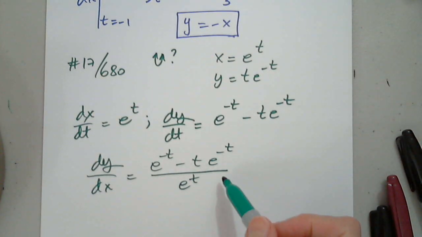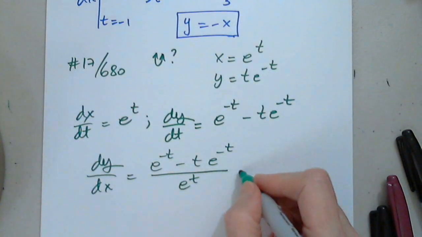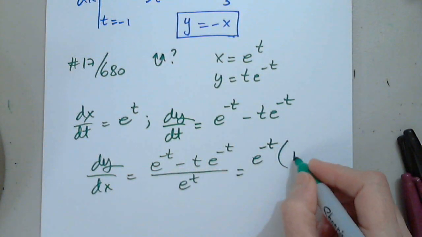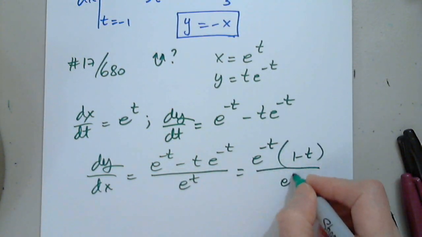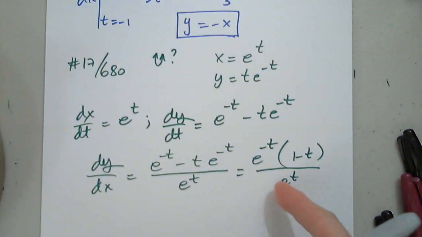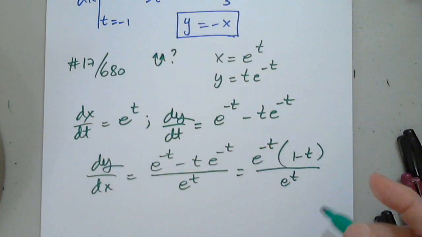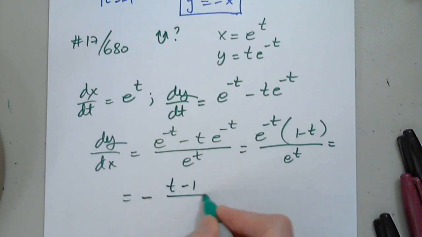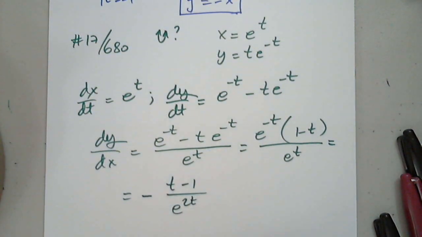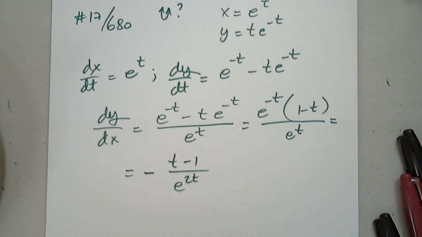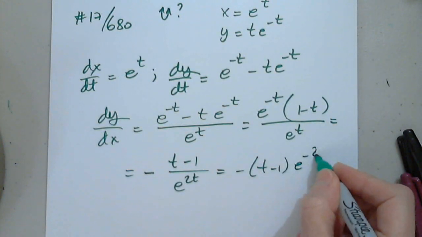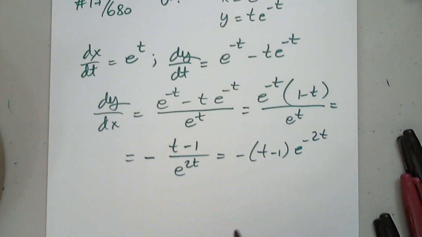To simplify a little bit, first of all, I will factor out e to the negative t, and then I have 1 minus t in parentheses. I can bring this down and multiply, copy the base, and add the exponents, and also factor out negative 1. So e to the 2t. Yes, it can be written as negative t minus 1 times e to the negative 2t. Either one.